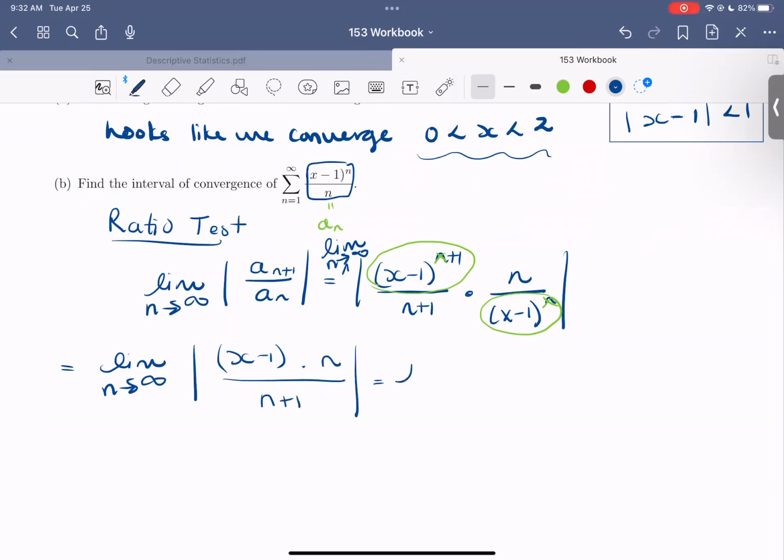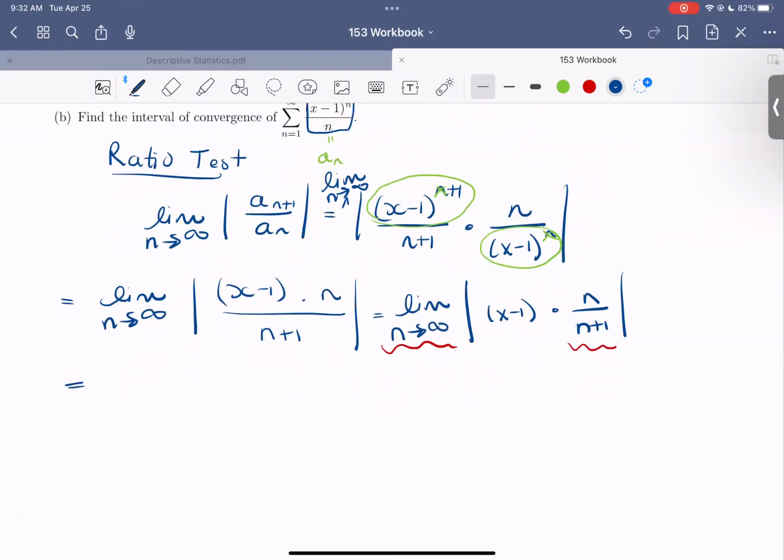So now we can separate this out a little bit. Notice this fraction is equivalent to the absolute value of x minus 1 times n over n plus 1. The reason why I separated it like this is so we can really see what that limit is playing with. The limit is only playing with the n. So this x minus 1 has nothing to do with the limit, so I can pull that absolute value of x minus 1 outside of the limit.